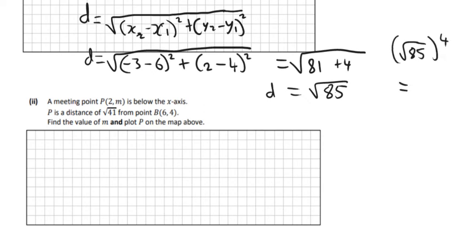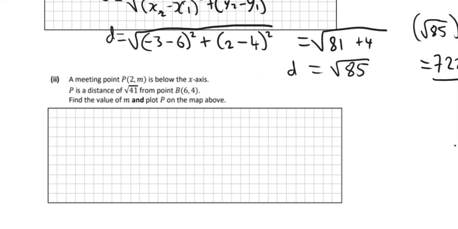To the power of 4. So root 85 to the power of 4. You can do that on the calculator as well. It's 7225. So that's the 4-digit code then, worked out.